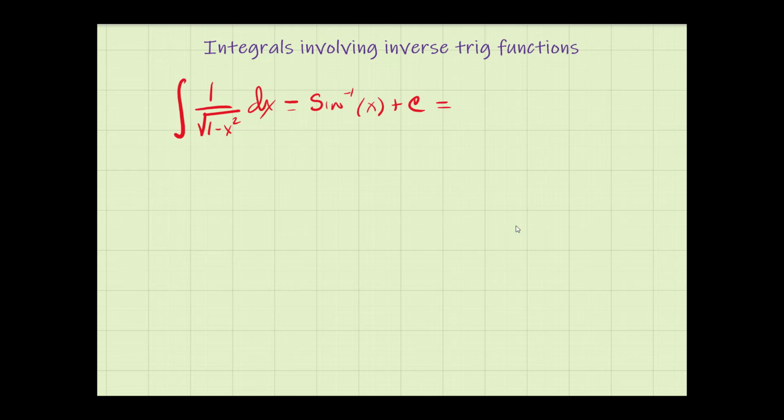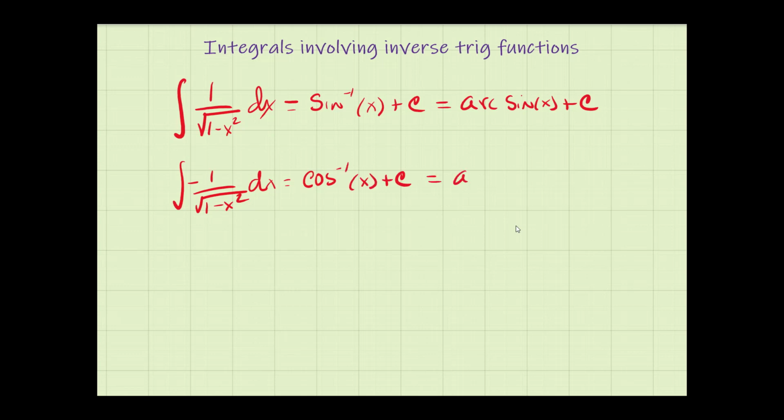Now you may also sometimes see this written in answer keys, like in older textbooks, written like this. They both mean the same thing. But what happens if I put a negative 1 on top? Well, technically, that could have two answers, just like this one up here could have two answers, but I'll give you the main answer. The inverse cosine of x plus c, which also can be written like so, with the arc symbology.